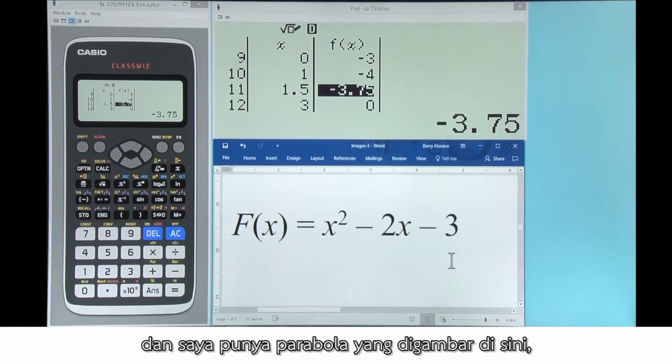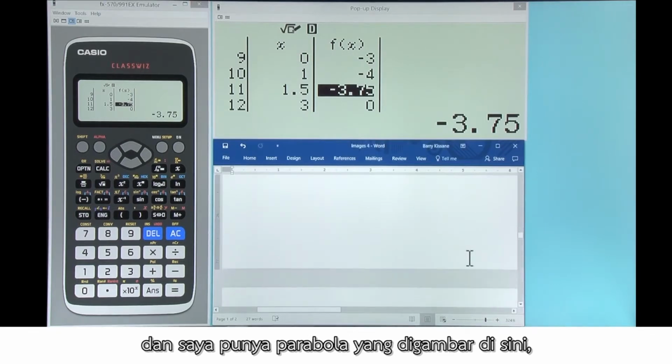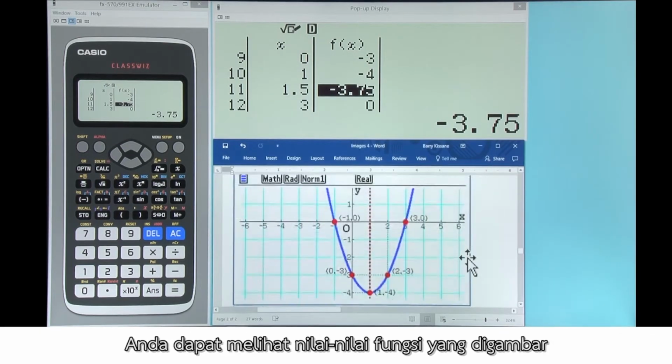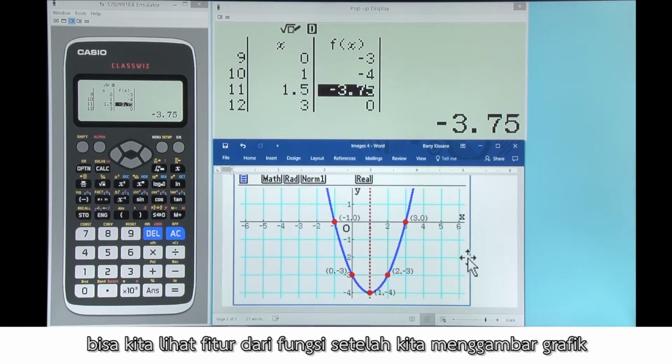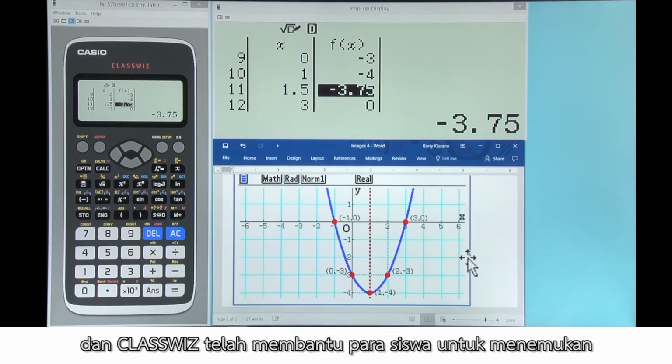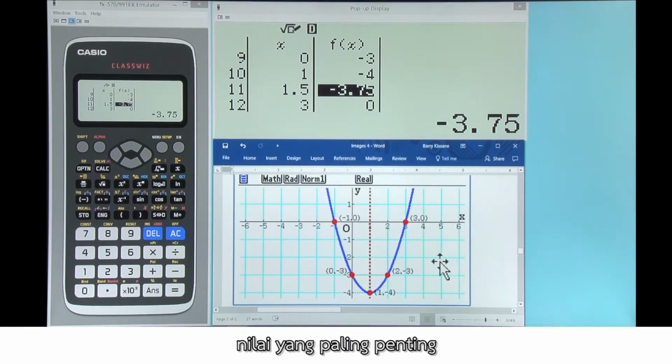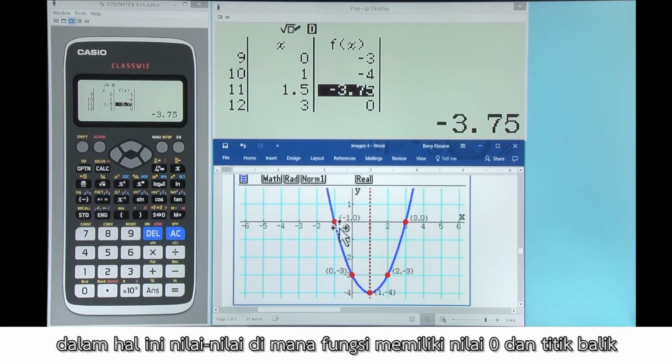And I've got a parabola drawn here. You can see the values of the function drawn. Students will of course draw theirs on a piece of graph paper, but we can see the features of the function after we've drawn a graph, and the ClassWiz has helped the students to find the most important values, in this case the values where the function has a value of 0 and the turning point.